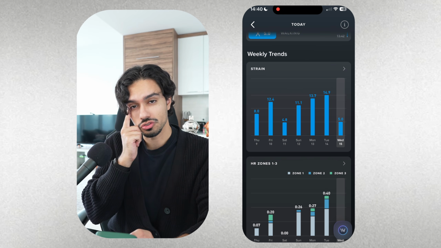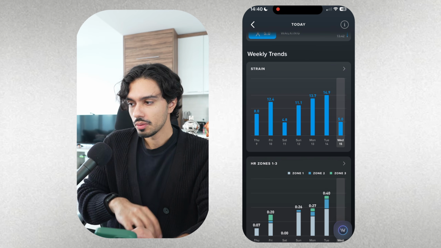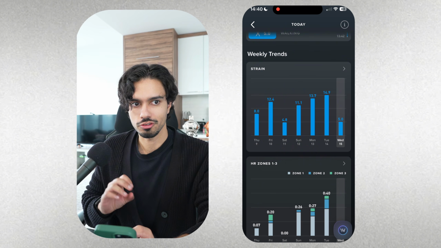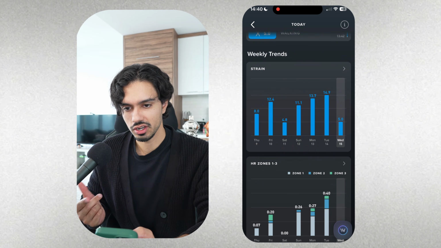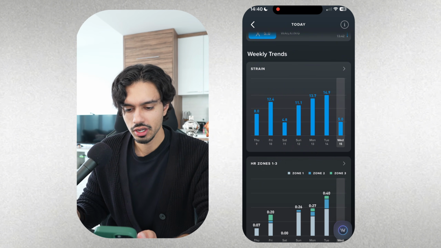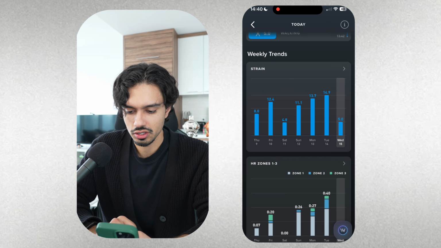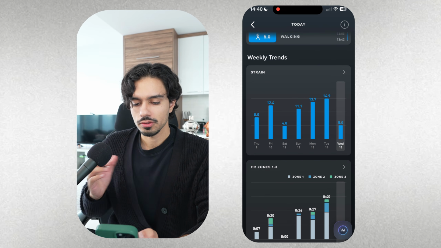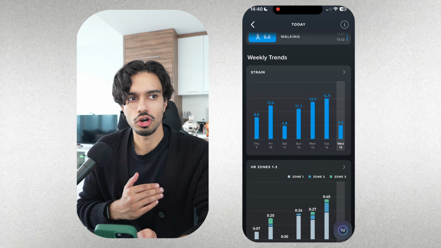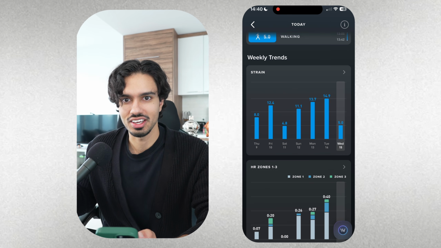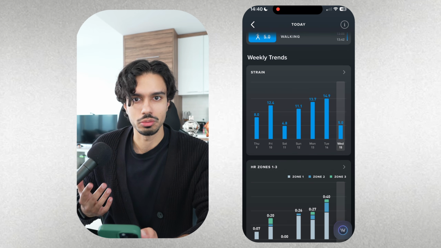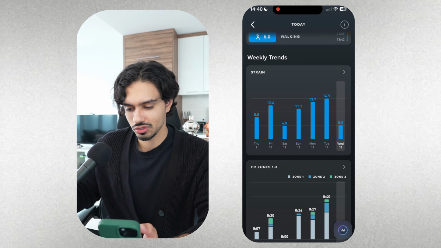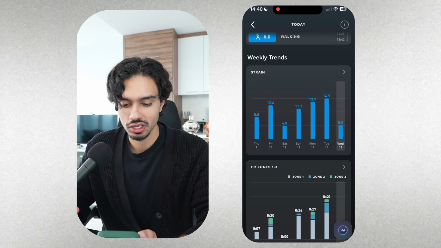So I didn't explain what strain was. So strain is a measure that Whoop have created for the strain on your body, right? It's a scale that I think goes up to 21. So you can see here that Friday I did 12.4, Tuesday I did 14.9. So the idea is that based on how hard you're pushing yourself, like freak athletes are going to get that 21. Like I will probably never get to 21. That's like really just committing your entire body to whatever you're doing.